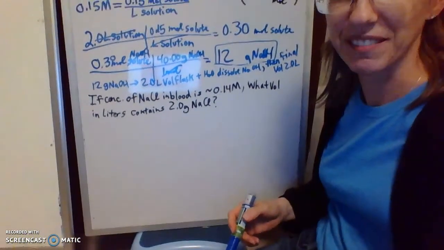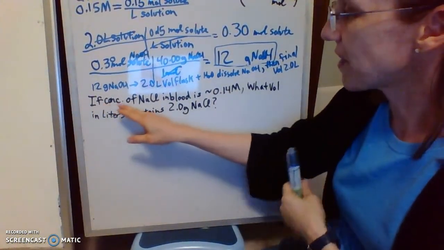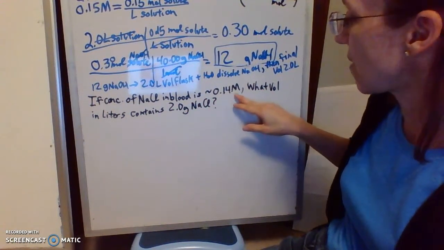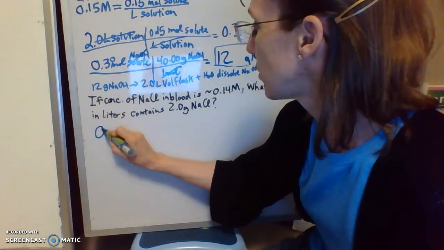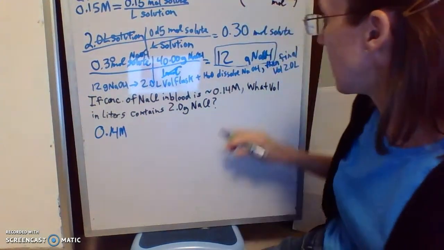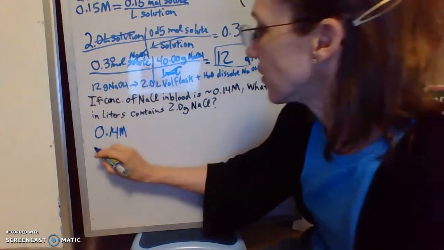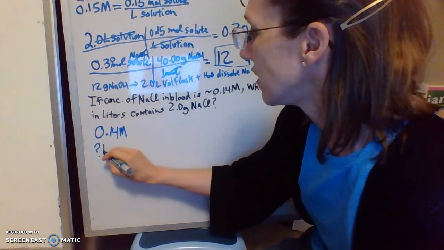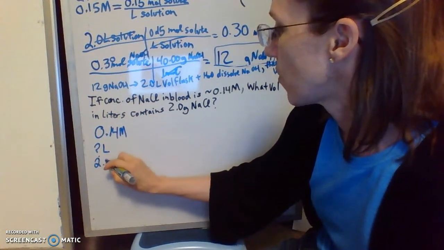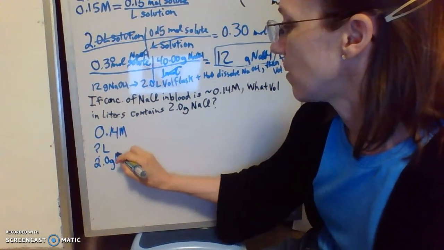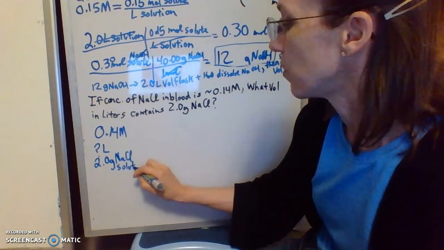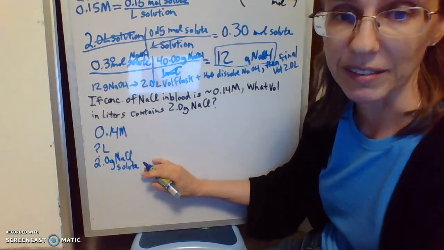I'll move down here. This problem says, if the concentration of sodium chloride in blood is 0.15 molar, so we know the solution is going to be blood, and this is the concentration of the blood. What volume in liters, so what we're looking for is how many liters, contains 2.0 grams of sodium chloride. Remember, the sodium chloride is our solute. So we want to make sure we label everything correctly.